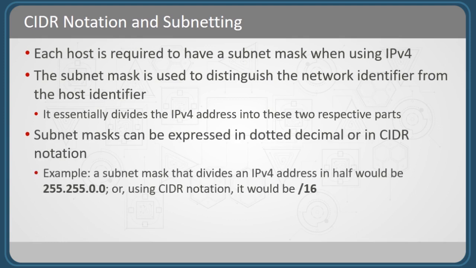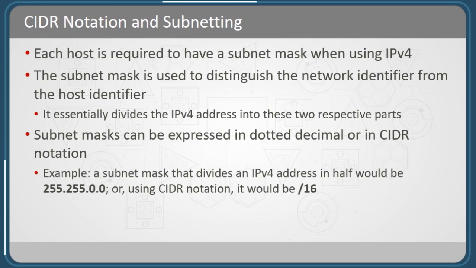But subnet masks can be expressed in either dotted decimal or in CIDR notation. So we see both in the example. A subnet mask that divides an IP version 4 address in half would be 255.255.0.0. We'll talk about how that division works later, but that is dotted decimal. But using CIDR notation, it would be /16. That will also become clearer in a little while, but what that means is the number of ones in binary in that address. 255 is what we refer to as a decimal value, but every IP address and every subnet mask is 32 bits in total, divided up into 4 chunks of 8. So each octet, as it's known, is 8 bits in length.